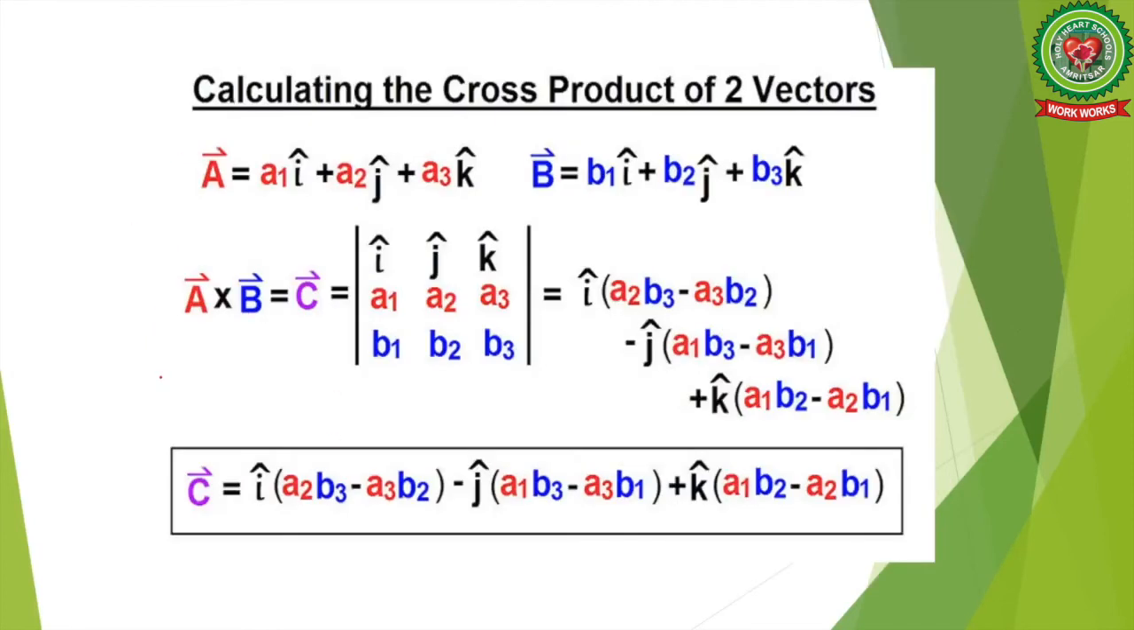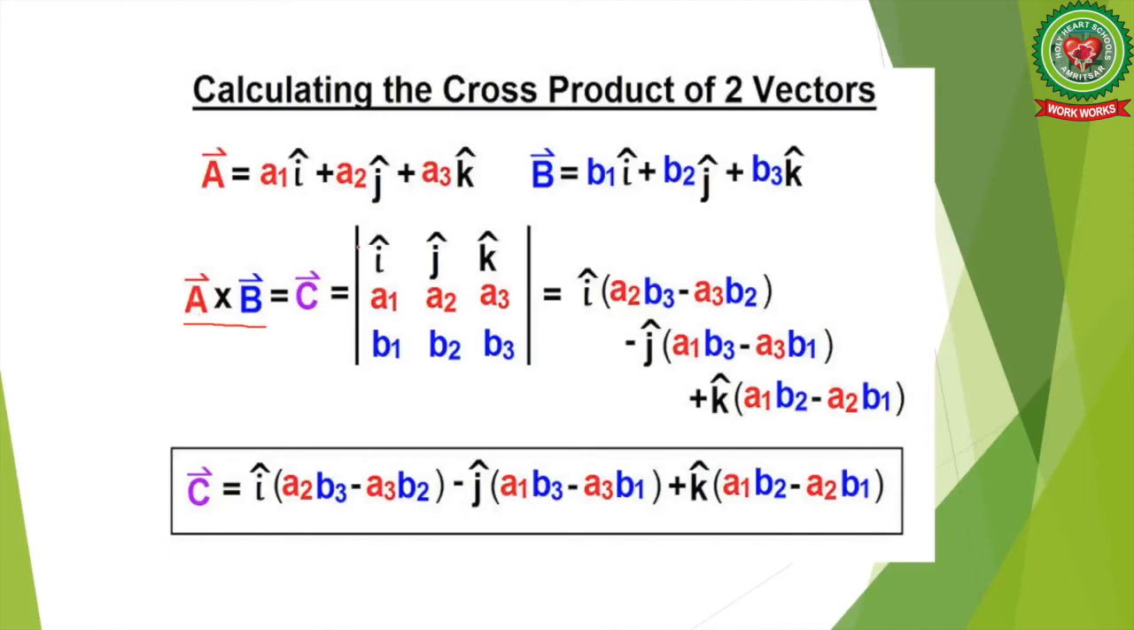This is called the determinant method. What will we do? If A is a vector, A1 I plus A2 J plus A3 K, and B is another vector, B1 I plus B2 J plus B3 K. These are the two vectors, and you have to find A cross B. Remember the position of A and B. If A is written first, A cross B, then you have to take care of A's components first.